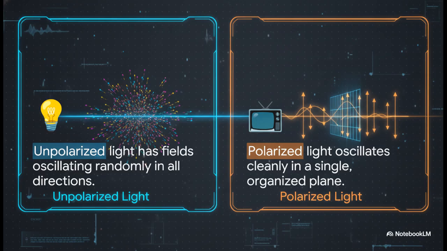TV broadcast signals work exactly like this. By passing unpolarized light through a polarizing sheet, which structurally acts kind of like a picket fence, we can filter out all those perpendicular components. This neatly aligns the wave and cuts its intensity exactly in half.